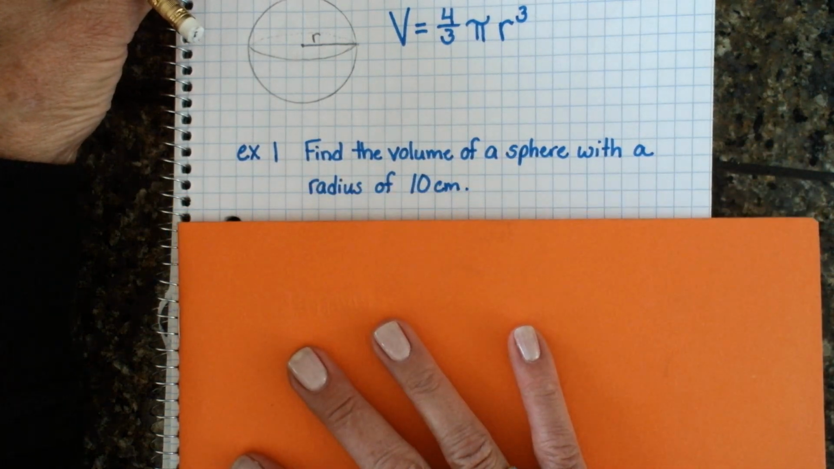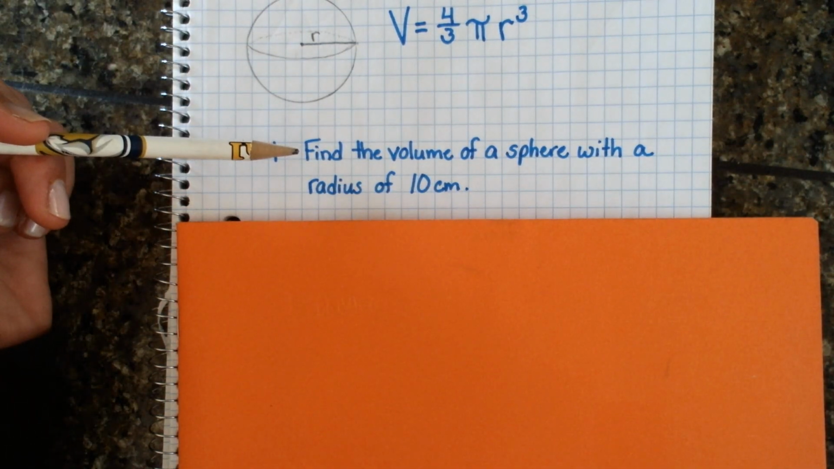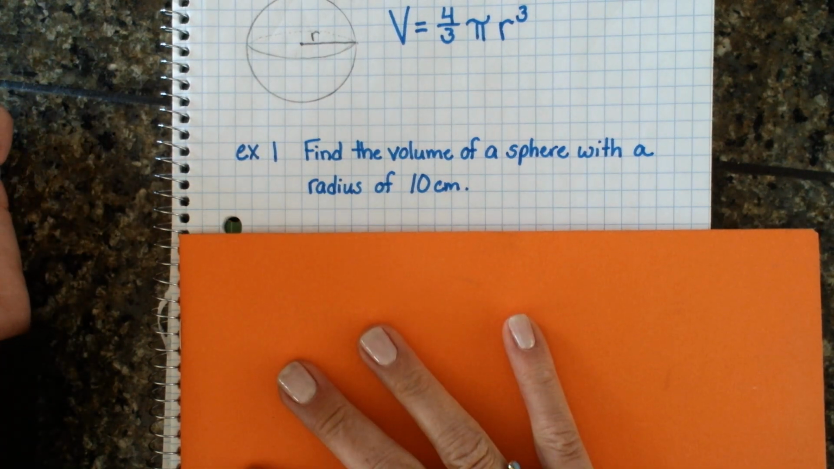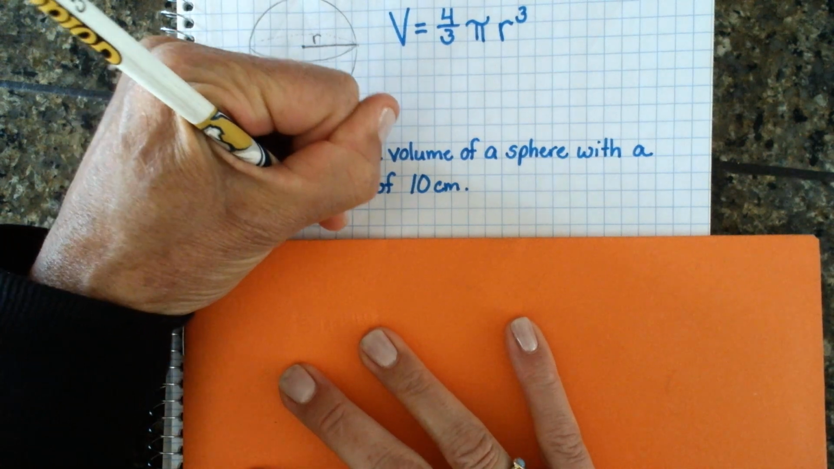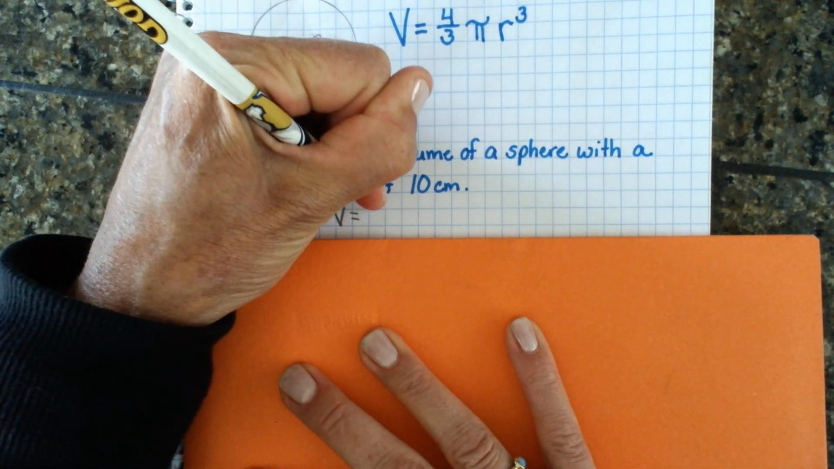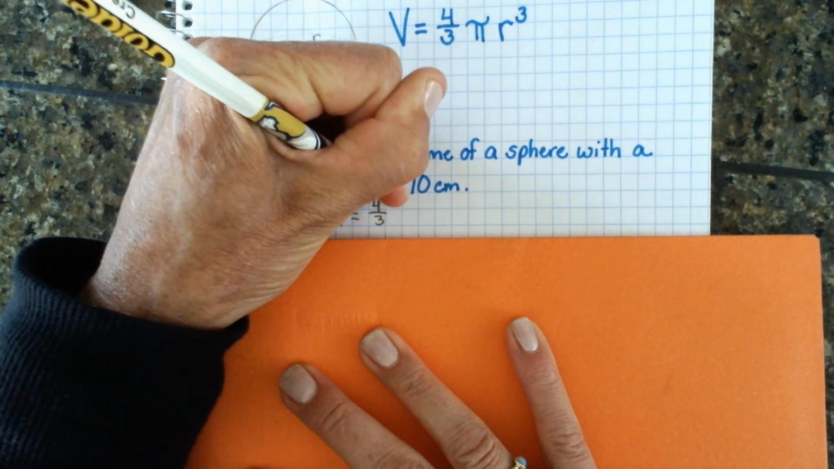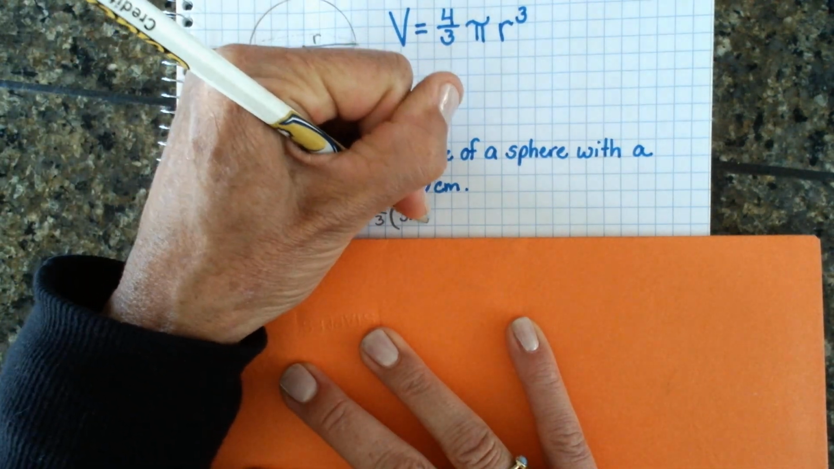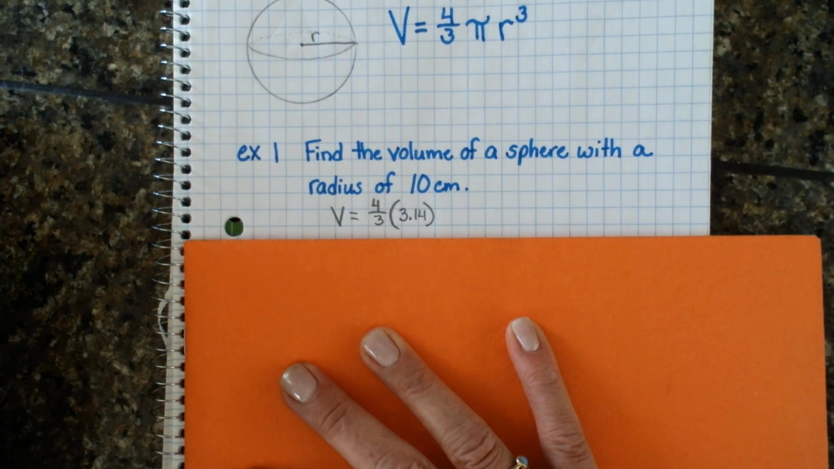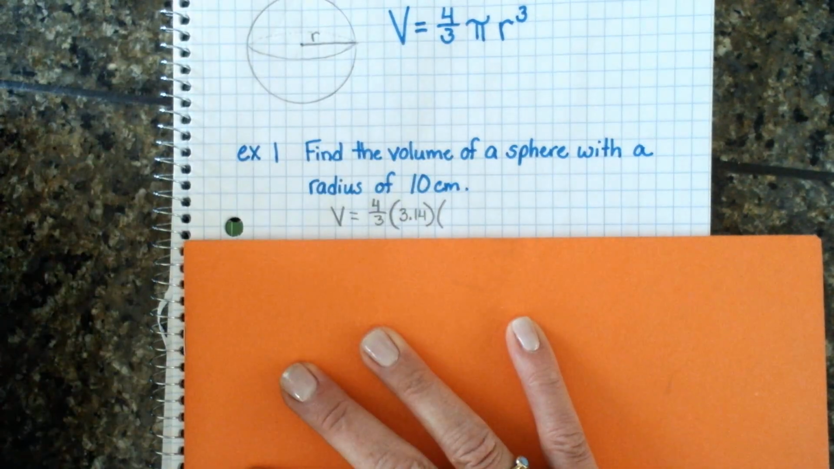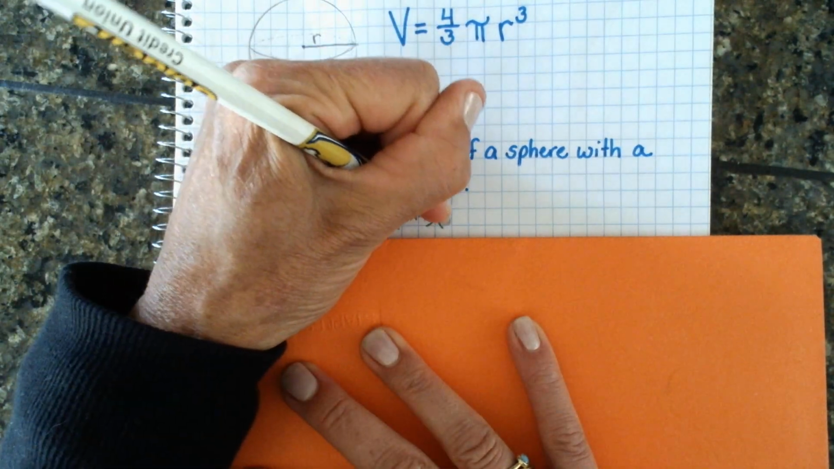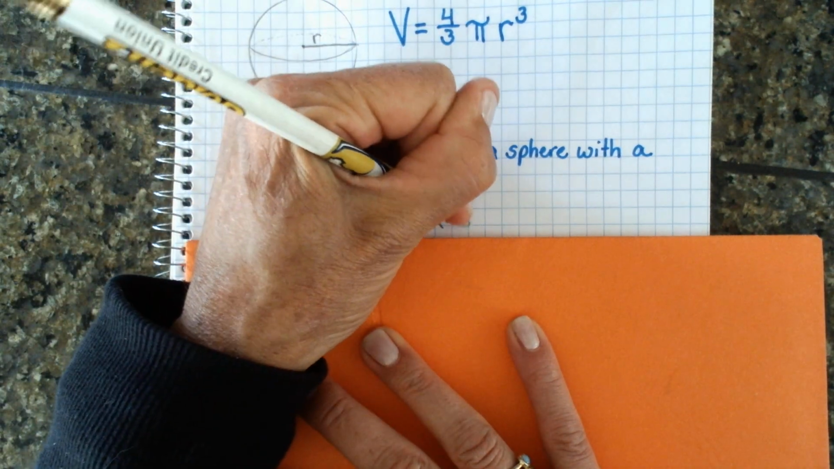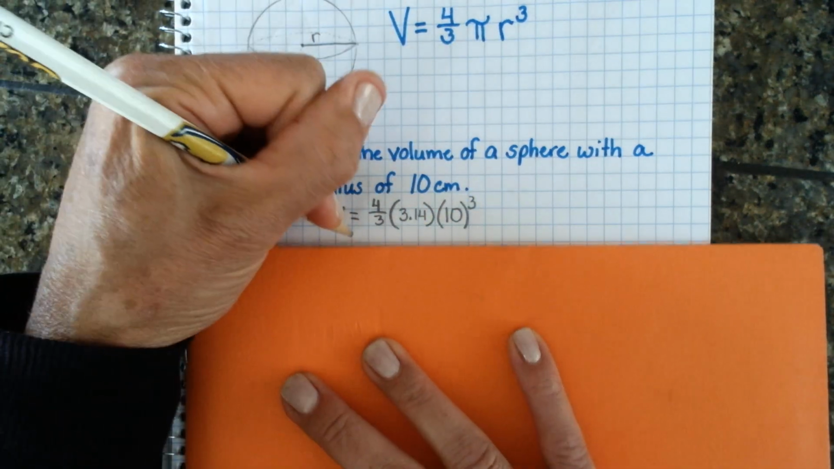Example 1. We are asked to find the volume of a sphere with a radius of 10 centimeters. So let's set up our formula. Volume equals 4/3 times pi, which we will substitute 3.14 in for, times the radius cubed. The radius of our sphere in this example is 10 centimeters, and we have to cube that.